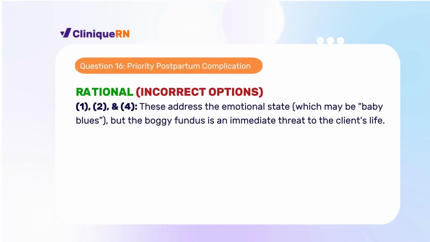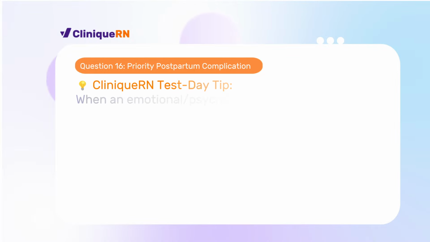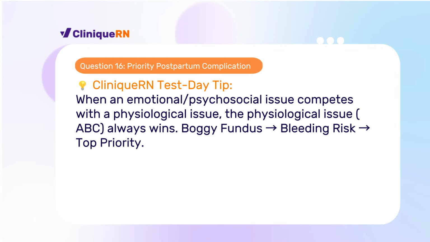Incorrect options 1, 2, and 4. These address the emotional state, which may be baby blues, but the boggy fundus is an immediate threat to the client's life. Clinique RN test day tip. When an emotional or psychosocial issue competes with a physiological issue, the physiological issue, ABC, always wins. Boggy fundus leads to bleeding risk, then top priority.